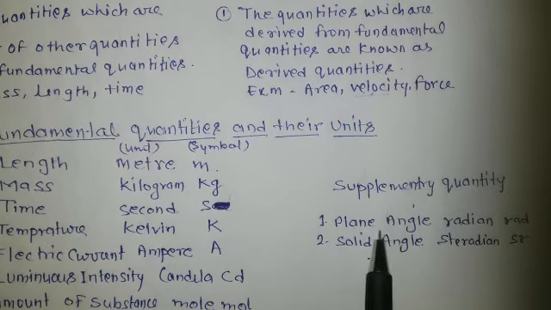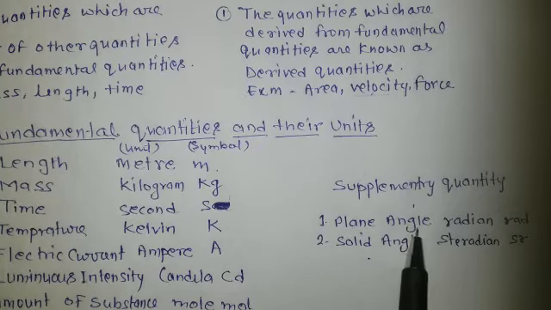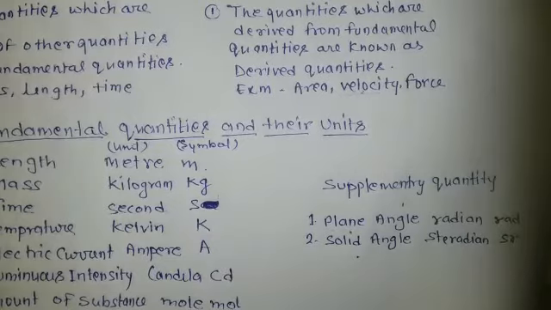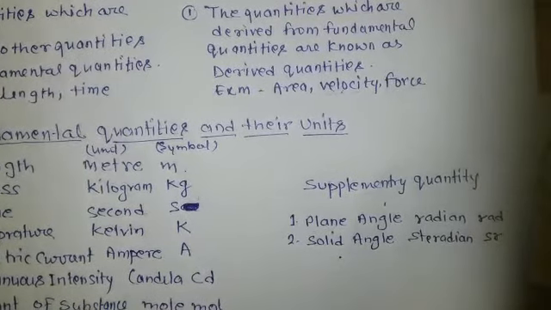Actually, the angle made by any arc at the center of a circle is known as plane angle, while the angle made by any area of a spherical region at the center of a sphere is known as solid angle. They are measured respectively in radian and steradian.